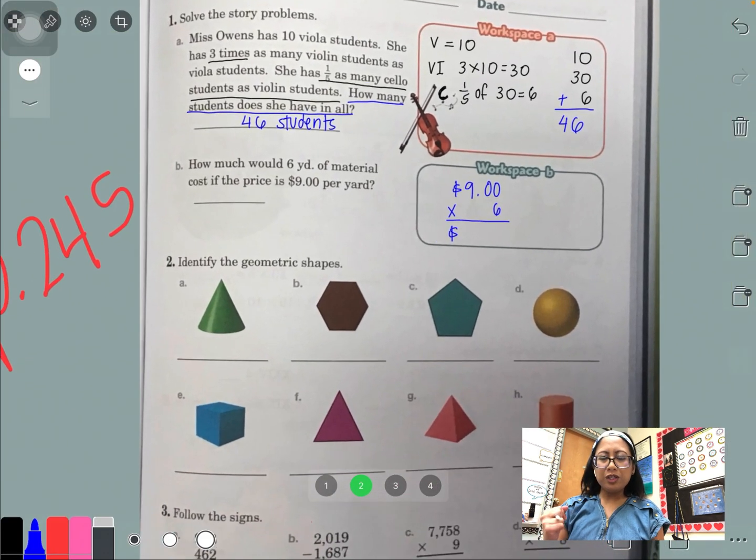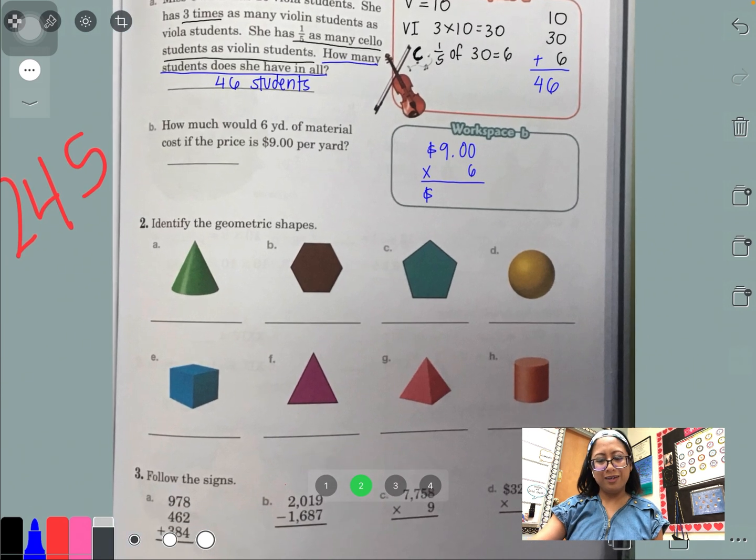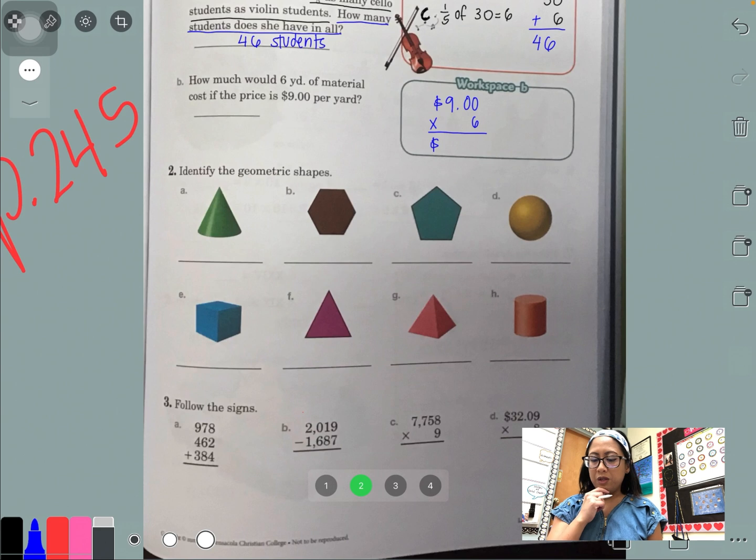Alrighty. We're going to do number 2 at our Zoom meeting, identifying the geometric shapes. Some of these you already know, I hope. If you do, give it a shot. But if you don't, that's okay, because we can review it at our Zoom meeting. I would love to go over it at our Zoom meeting. Number 3, though, is seat work. So be sure you do number 3.